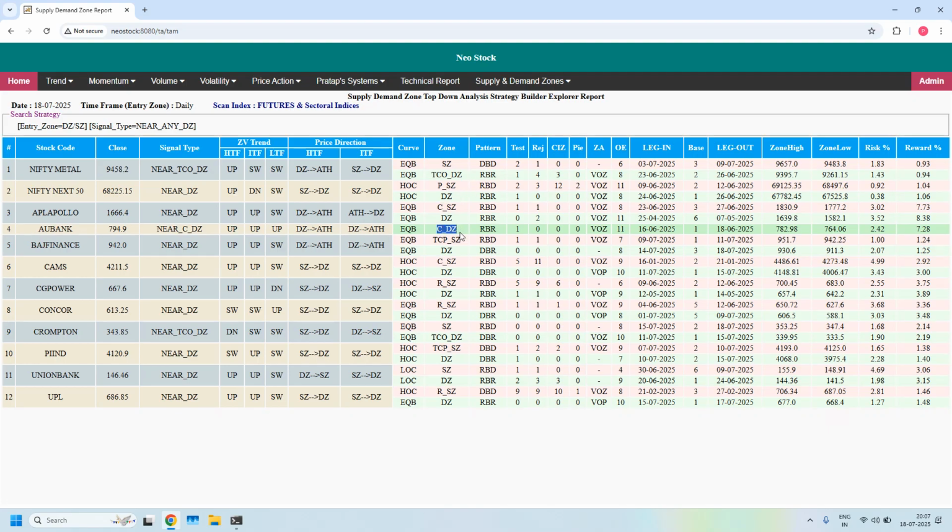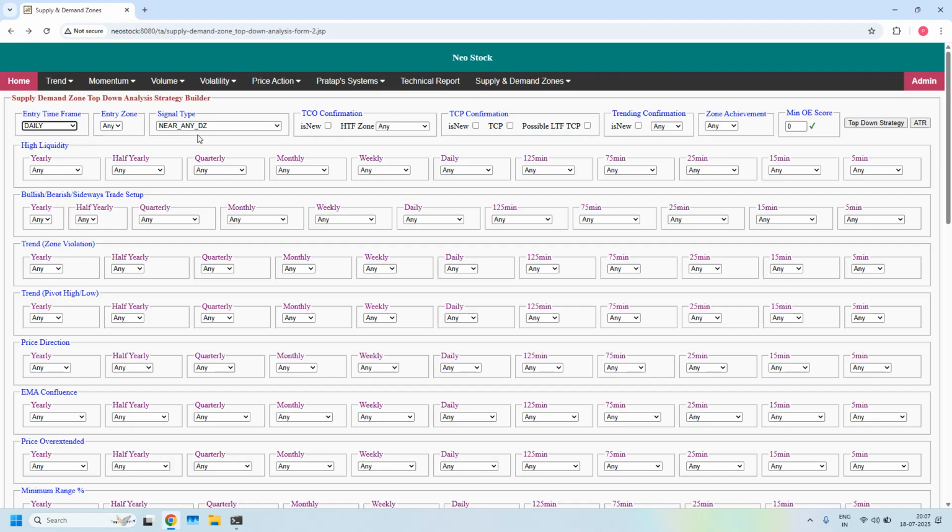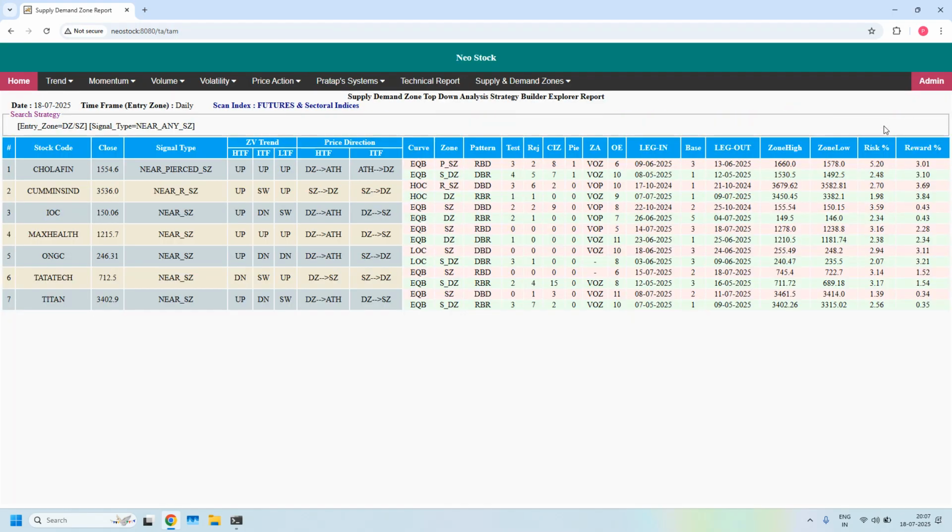AU Bank is having a daily high liquidity demand zone. That's it. We got only one daily high liquidity demand zone from this list. I'm going back. For daily time frame, stocks near to the daily supply zone, we got 7 stocks. Let us identify daily high liquidity supply zones from this list. Cummins is having a daily high liquidity supply zone. That's it. We got one daily high liquidity supply zone from this list.